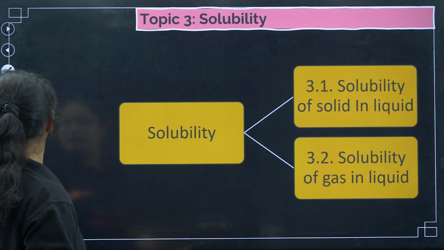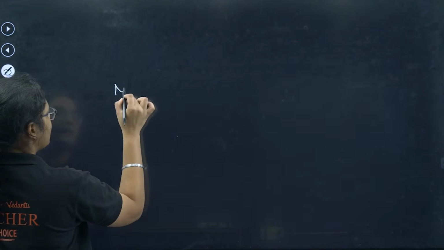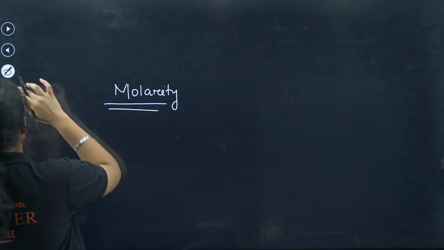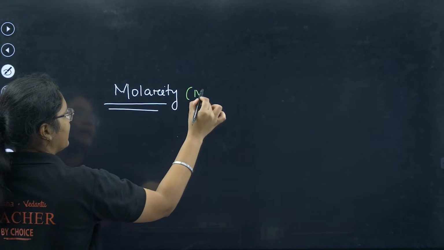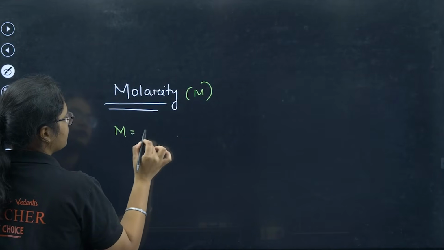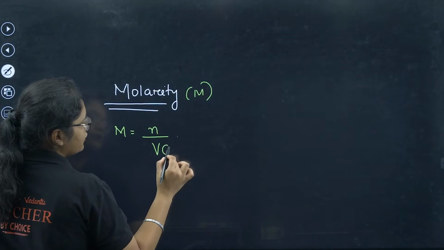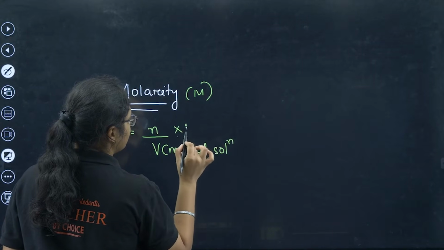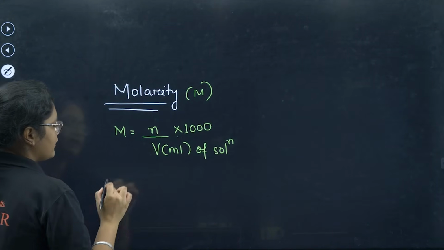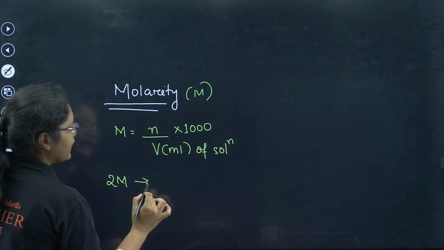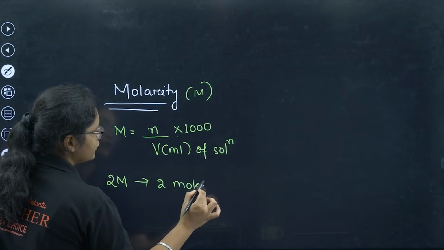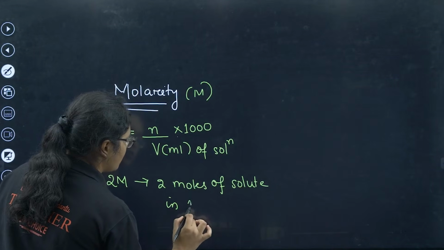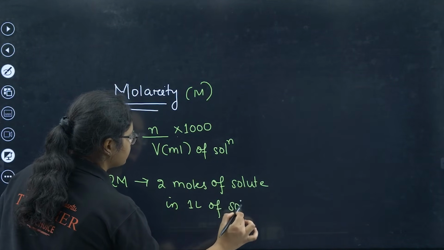Just a minute, I will be adding two more things here, molarity and molality. So what is molarity? How do we represent molarity? With capital M, and molarity is equal to number of moles of solute by volume of the solution in ml, into 1000. Now if I write 2 molar, what does it indicate? It indicates 2 moles of solute in 1 liter of solution.